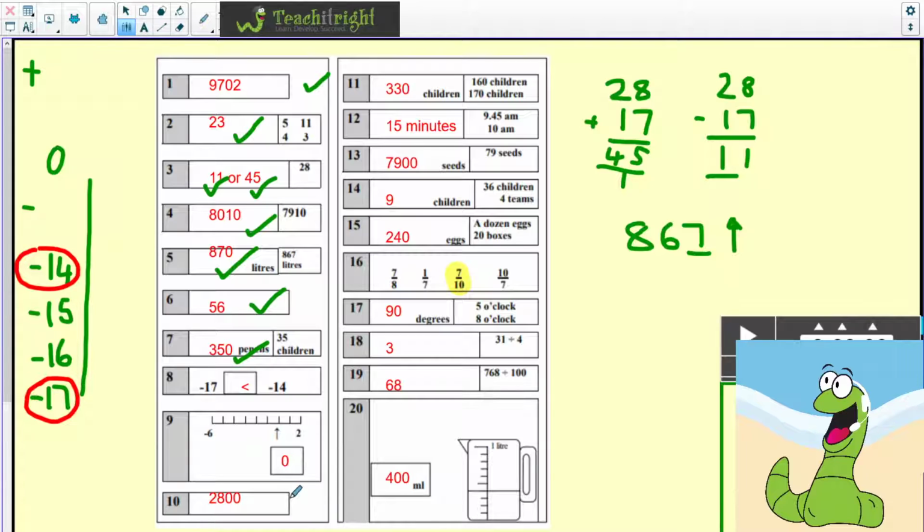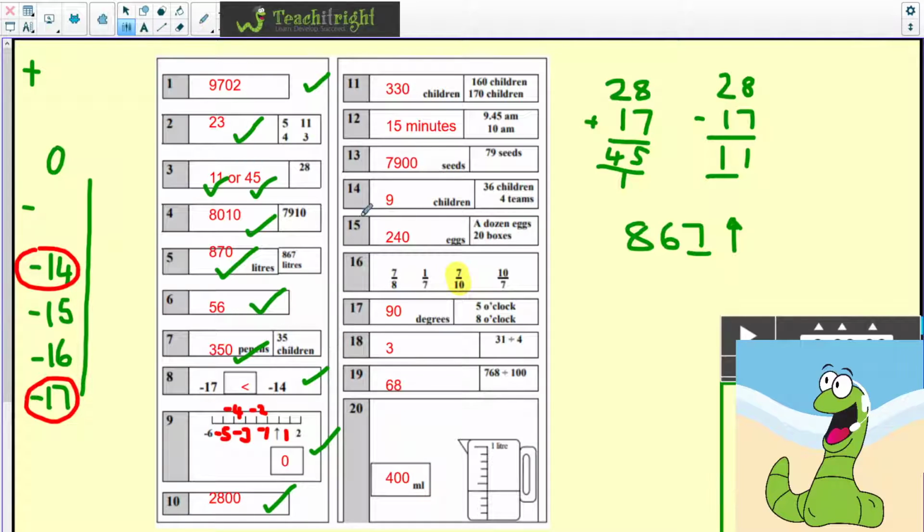Number 9, what is the arrow pointing at? Well, of course, it's 0. Because if we were to split up the divisions, we've got 1 here, 0, and then minus 1, minus 2, minus 3, minus 4, and then we've got minus 5, and we were given minus 6. Number 10 is double 1,400 to give us 2,800.